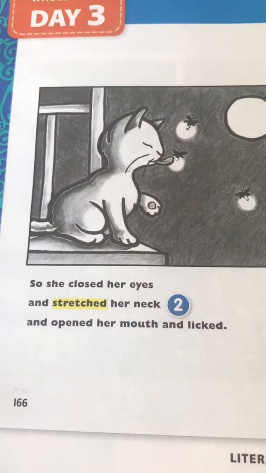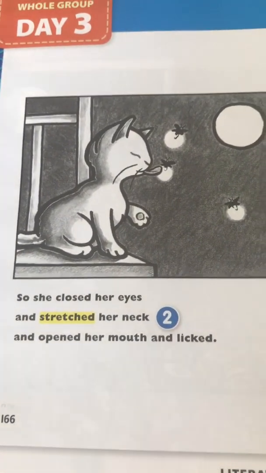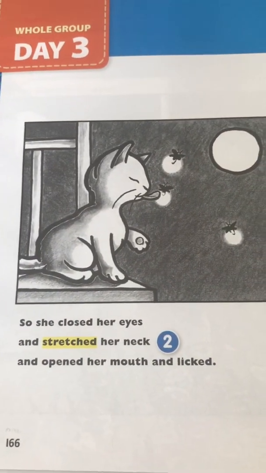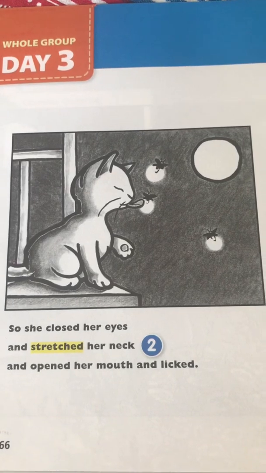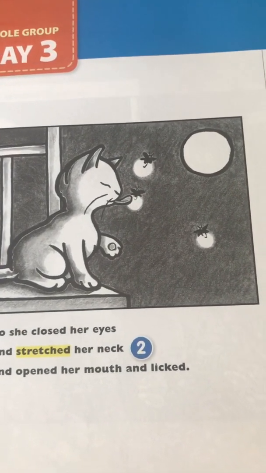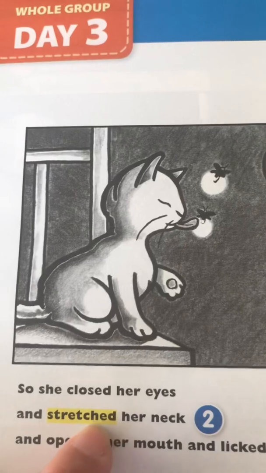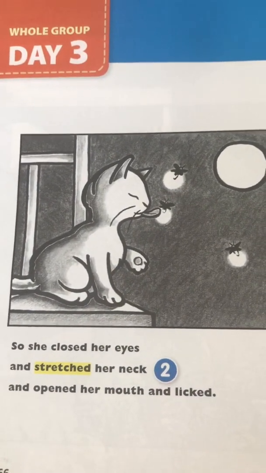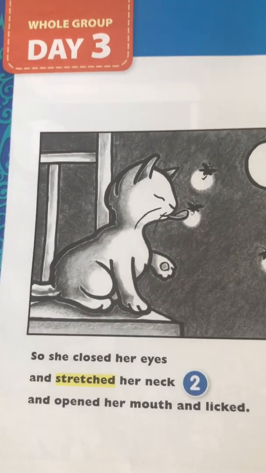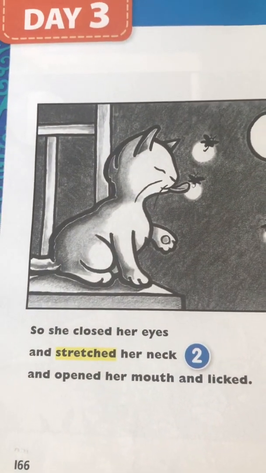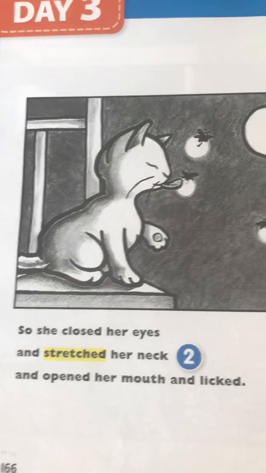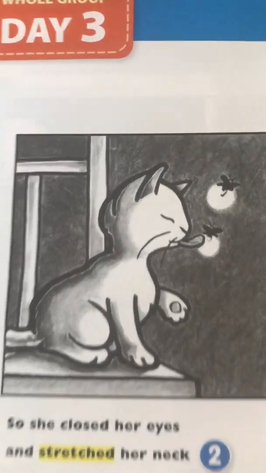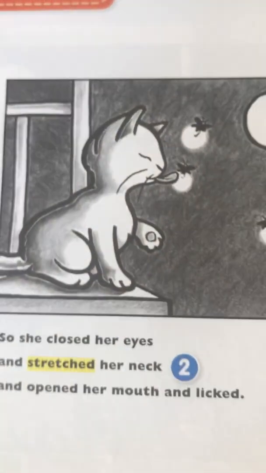So she closed her eyes and stretched, look at, there's our word, stretched her neck and opened her mouth and licked. So if you guys look at the word stretched, you also see ED, which means that it already happened. It happened in the past, right? Can you see another word in here that has ED? Licked. So it already happened, right? What is she about to lick? Watch out, little firefly, huh?